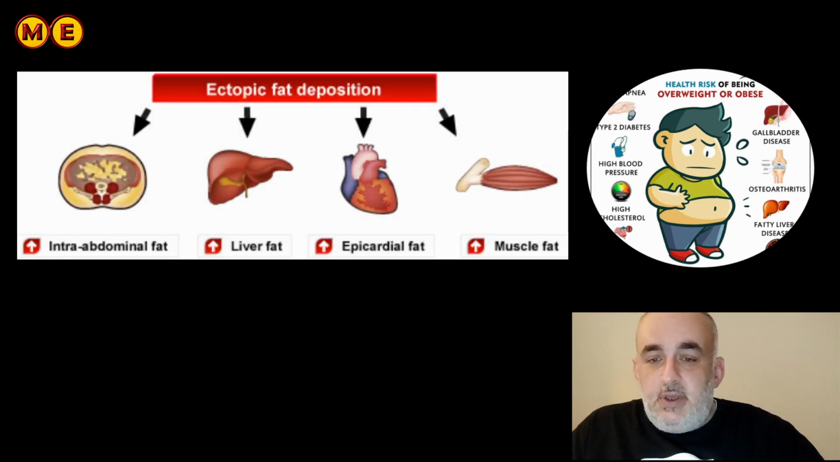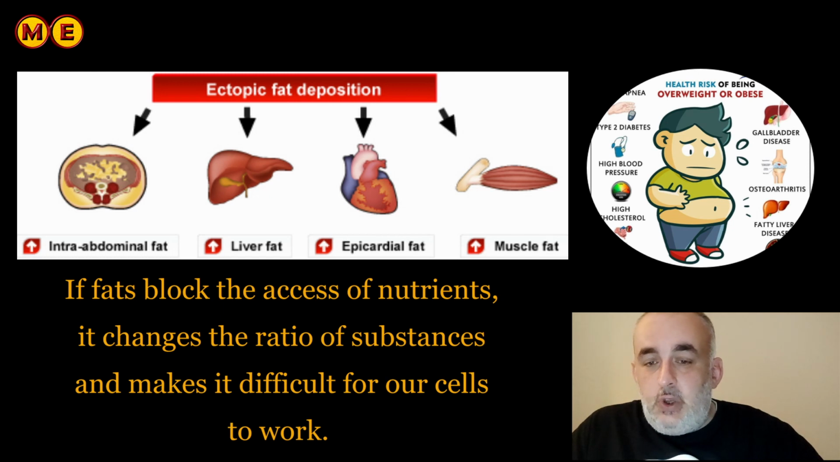And the last problem is with so-called ectopic fats. These are the fat droplets we store in other cells and between the cells. Building up more ectopic fat creates barriers inside and between our cells and blocks the free access of enzymes, hormones, and all other substances that the cells need in order to function properly.